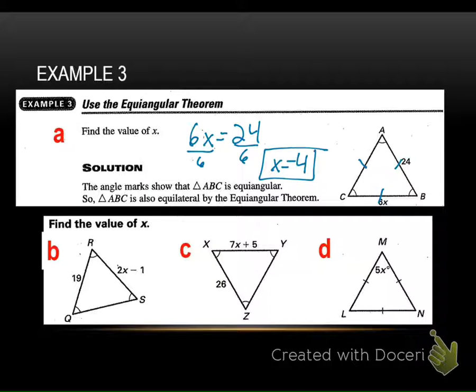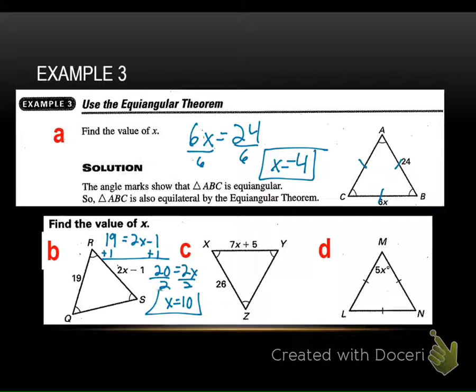Nice job. Our next one up, once again, you see that you have an equiangular triangle, which means that it has to be equilateral. So we're going to set them equal to each other again. 19 equals 2x minus 1. First step, add 1. We end up with 20 equals 2x. How do we get x by itself? Divide by 2, x equals 10.